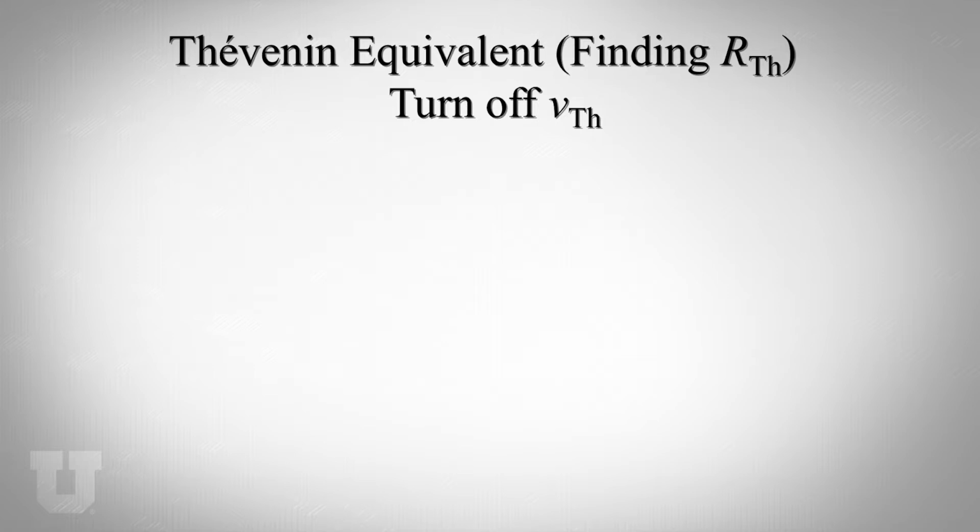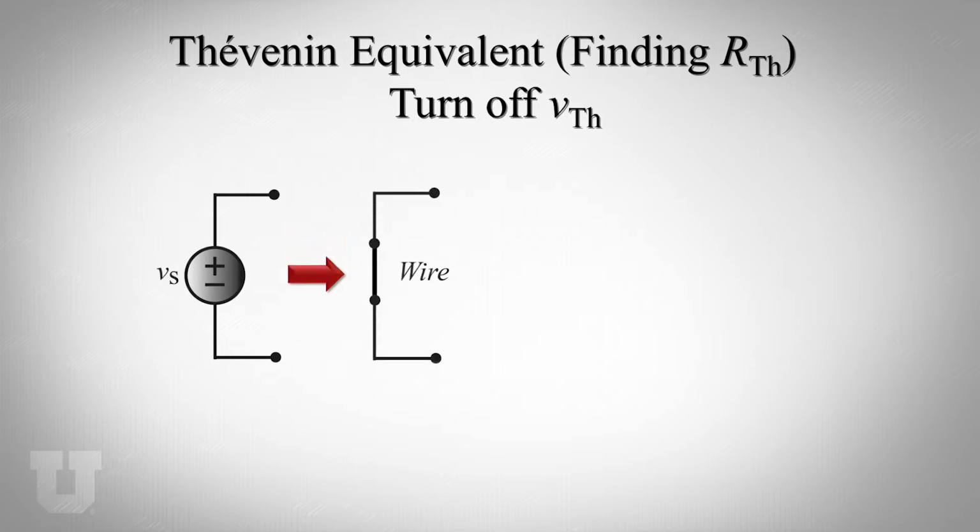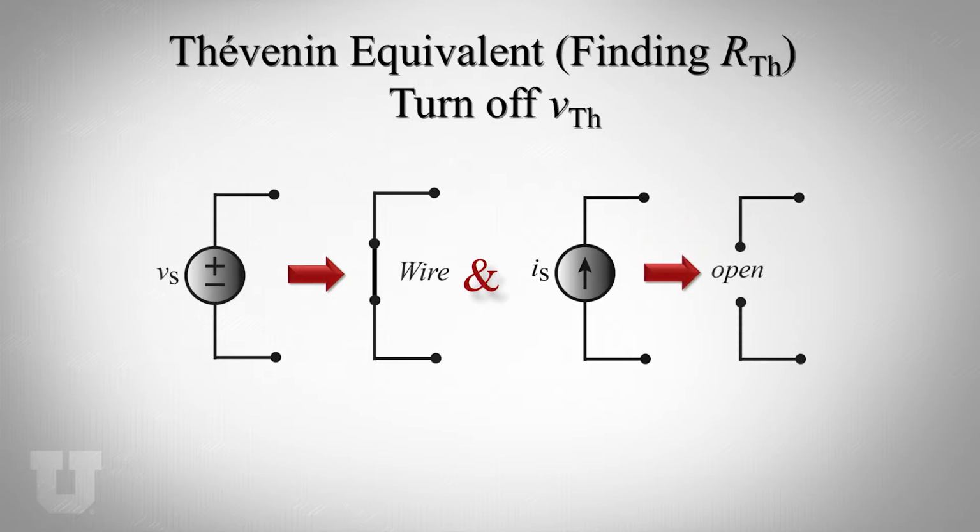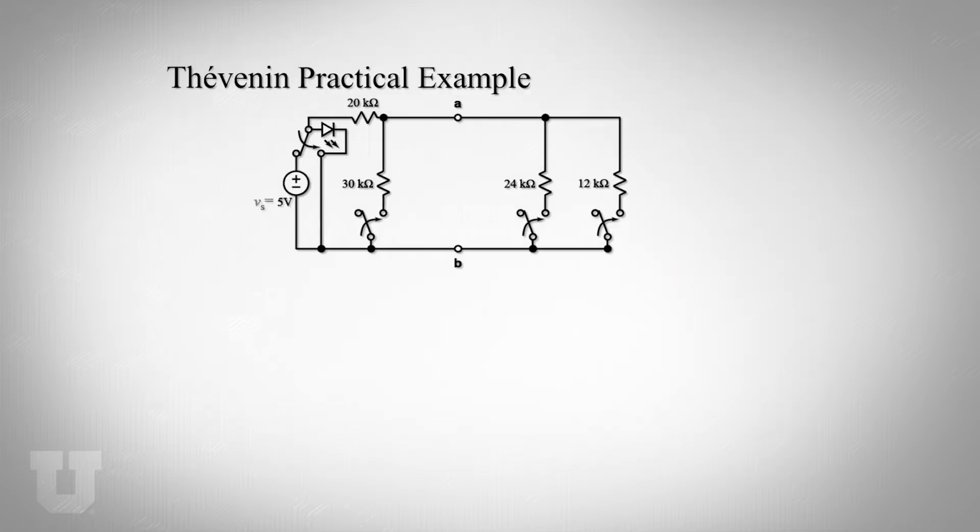For turning off all the independent sources, you need to replace independent voltage sources with a wire and replace independent current sources with an open circuit. Okay, after you do that, then you can easily find what R Thévenin is by measuring it. There are other various ways that you can find Thévenin resistance, but here we don't include them. Let's show this with a practical example.